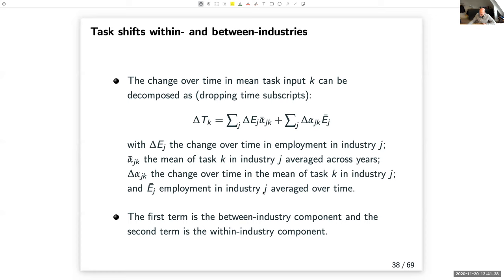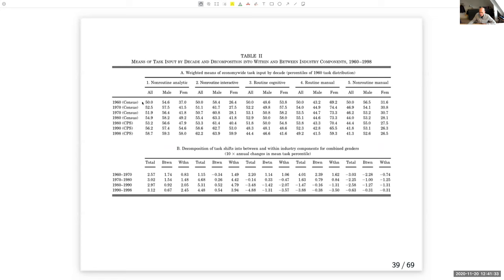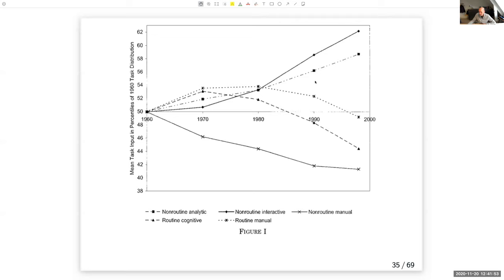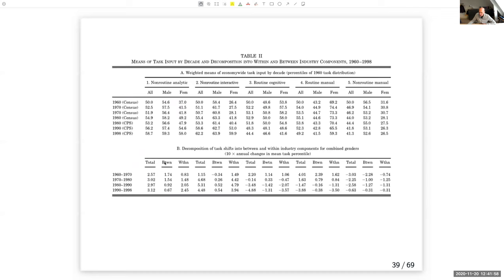So what you get is the following. These are again the means that we plotted on this graph that I've shown you before, going up from 50 to 62. These are the changes also broken down by gender. And then you can decompose that change into a between and a within component. So for example, for the non-routine interactive, depending on which decade you're looking at, you have the actual change, and then you decompose that into a between and within component.